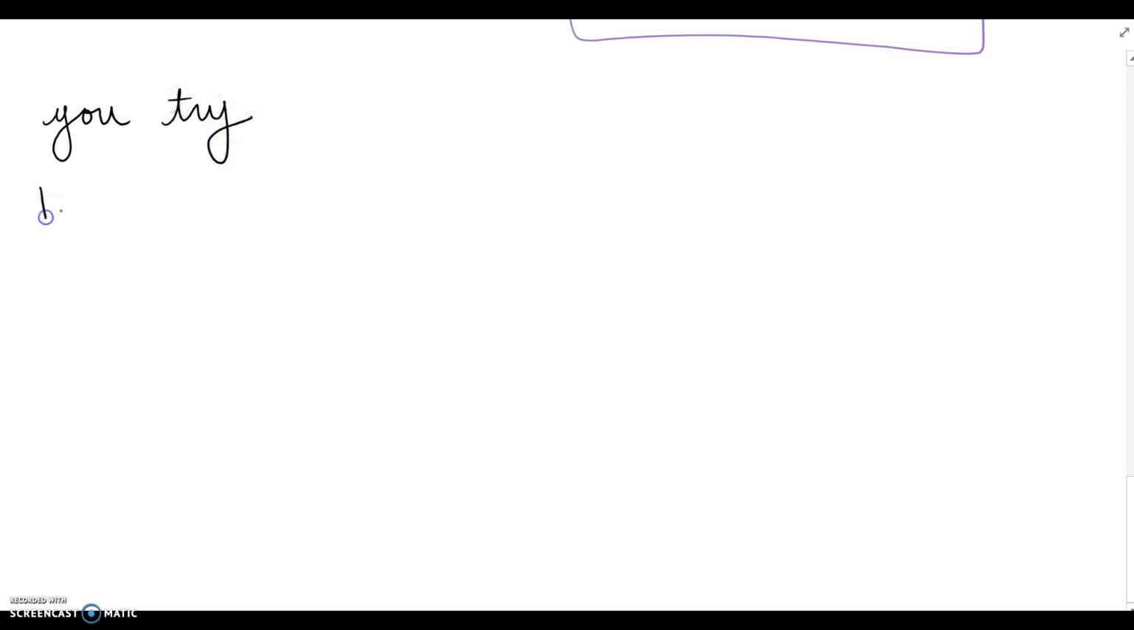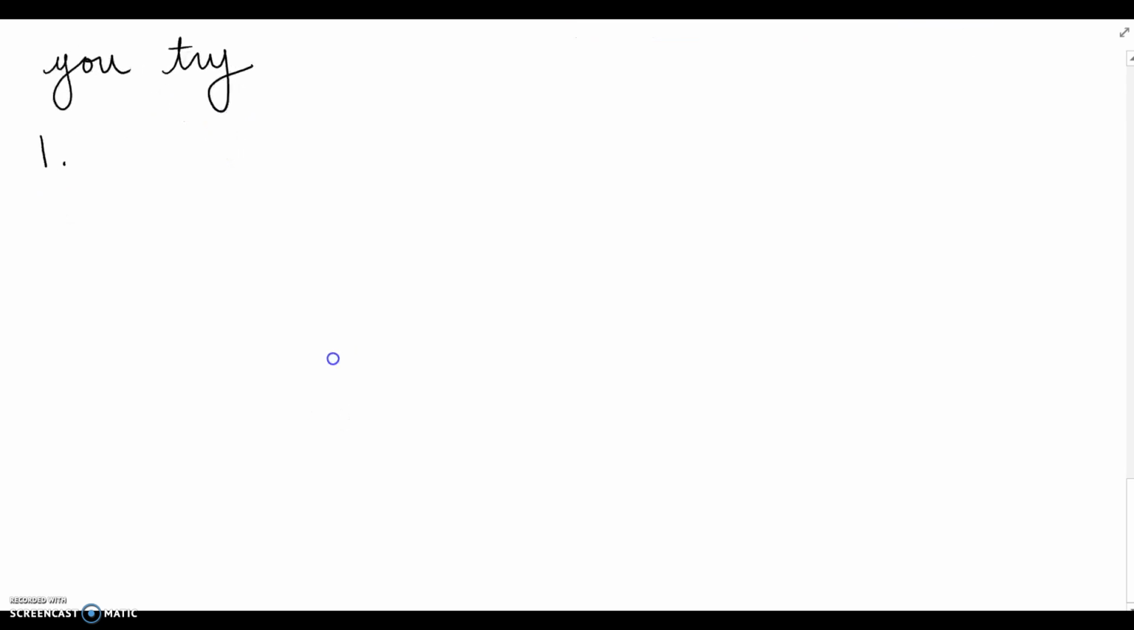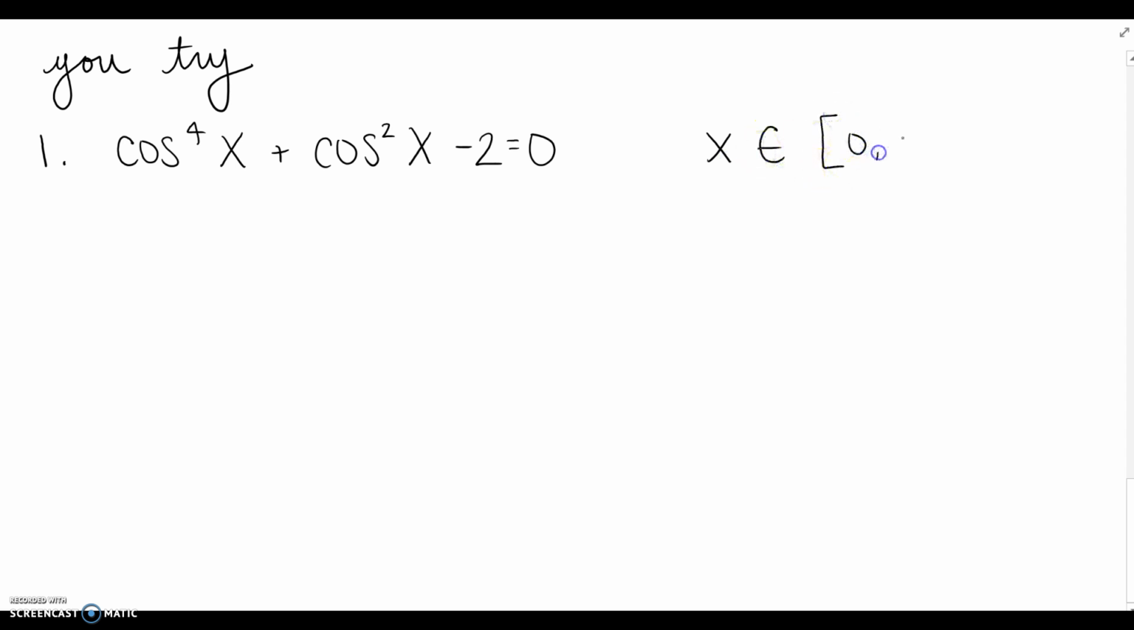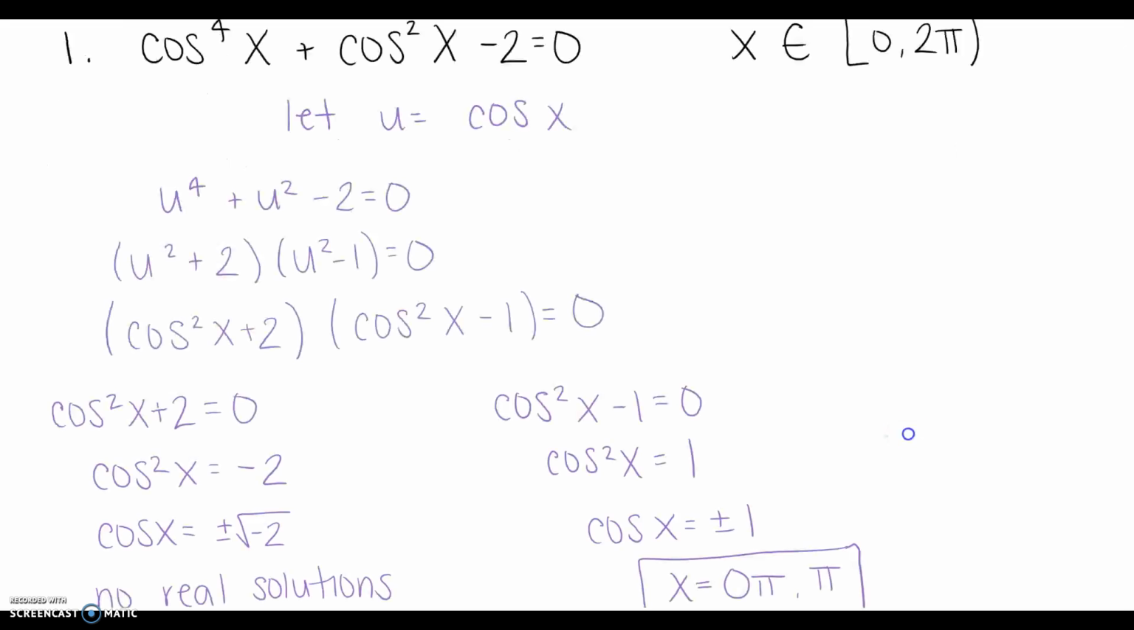So I'm going to have you guys try this problem first. With your groups, I'd like you to do cosine to the 4th of x plus cosine squared of x minus 2 equals 0, and I want you to find values of x when it's an element between 0 and almost 2 pi. I'm going to give you a soft bracket. So pause the video and try to work through this problem with your group mates.